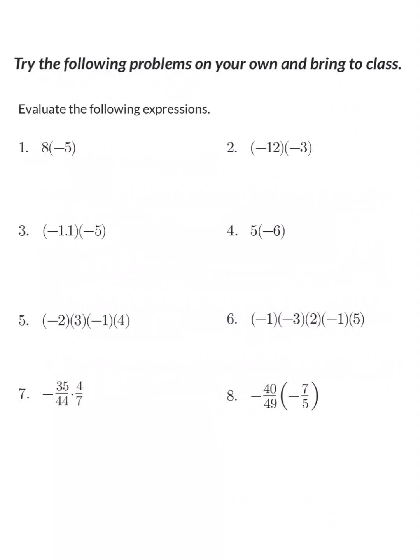Once you understand the presentation to the best of your ability, try the following problems on your own and bring them to class along with any questions that you may have.